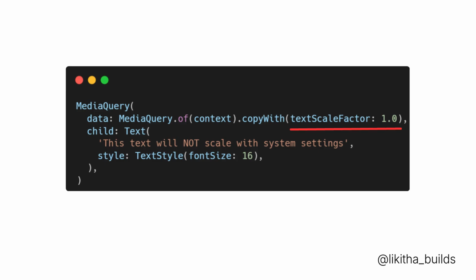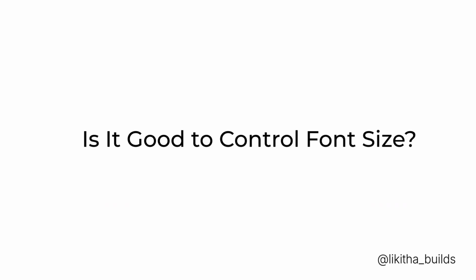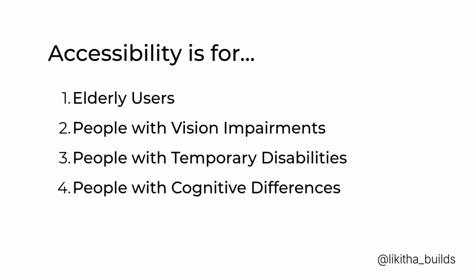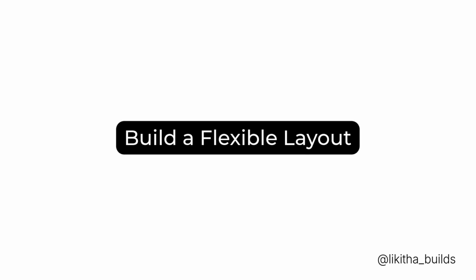But very important question. Should we always do this? If your app needs accessibility support, like for elderly users or users with vision issues, disabling the scaling may not be the right decision. Instead of overriding, build a flexible layout, avoid fixed heights, wrap the text, let the container expand. So that's where you build a flexible layout where you can support accessibility and also your app looks just fine.